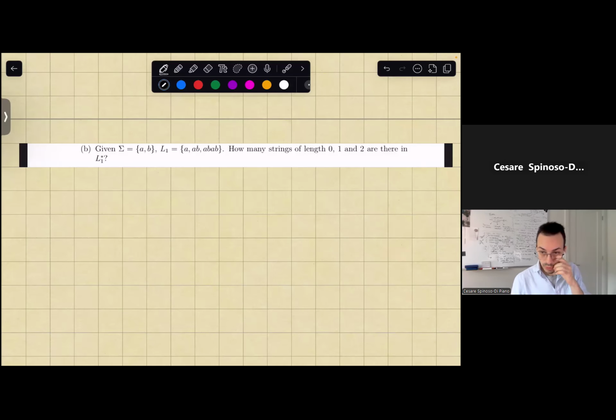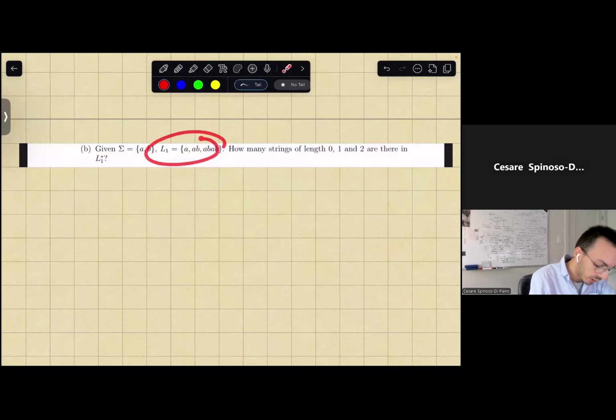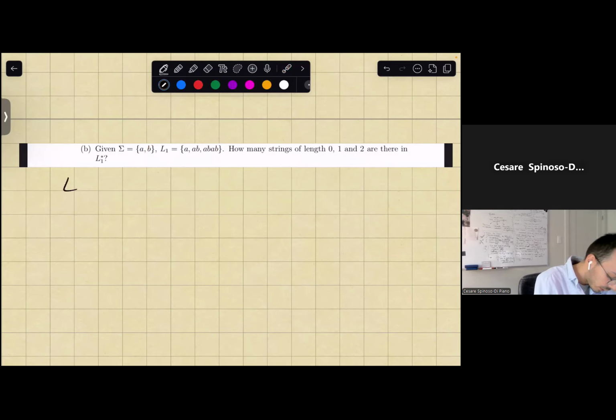Okay, so in this video, we'll be solving an exercise about languages and in particular language operations and properties. So we have this finite language here, L1, {A, AB, AB squared}, and we want to know how many strings of length 0, 1, and 2 are in L1 star. So first of all, let's just remind ourselves what is L1 star.